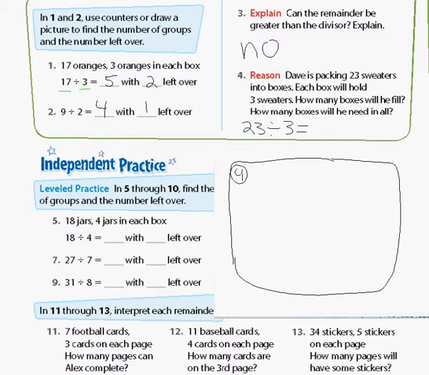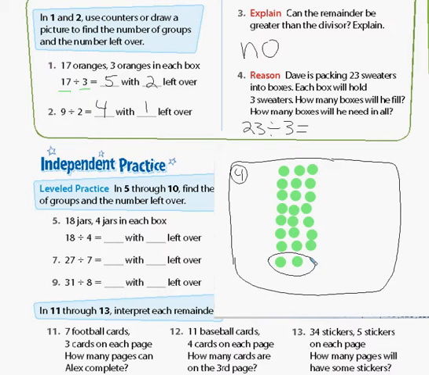So I'm going to go ahead and make my array. That's 3, 1, 2, 3, and I'm going to count all the way up to 23. 4, 5, 6, 7, 8, 9, 10, 11, 12, 13, 14, 15, 16, 17, 18, 19, 20, 21, 22, 23. There we go. We have our remainder there.